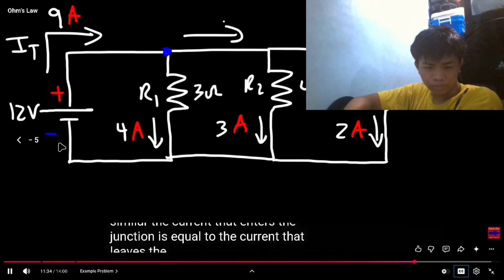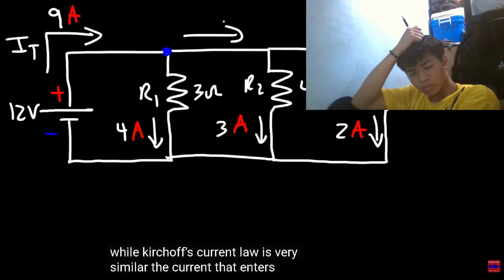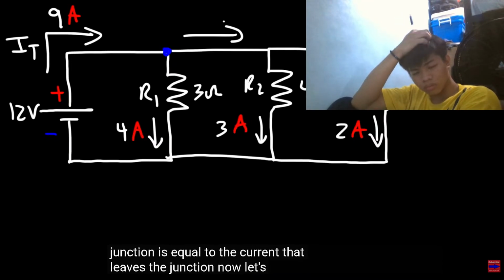So we have equal to the current that leaves the junction. It's up to 0. Well, Kirchhoff's current law is very similar. The current that enters the junction is equal to the current that leaves the junction. Now let's draw a picture.